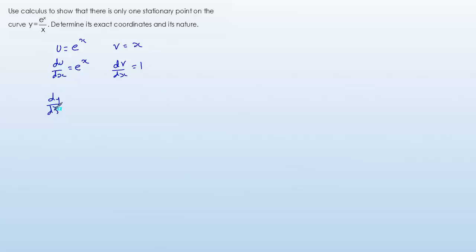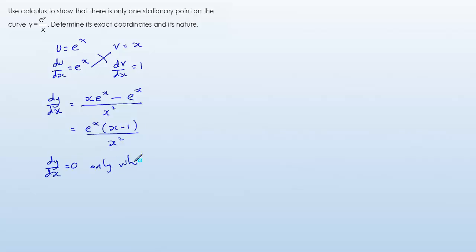So dy/dx in this case is going to be v du/dx, x e^x, minus u dv/dx, all over v squared. So that's going to be e^x (x - 1) over x squared. So dy/dx is equal to 0 only when x equals 1.